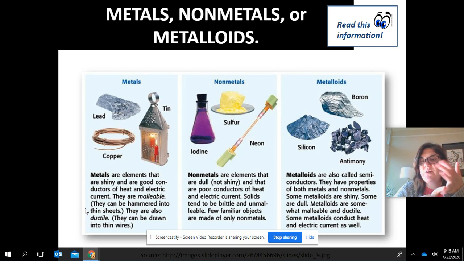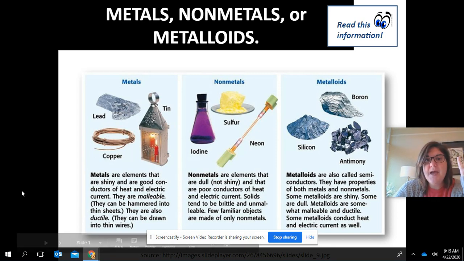If you think of things you have in your kitchen like tin foil, that's metal. It's been pounded down into a thin sheet, rolled up so you can cover your leftovers with it. Any of the wiring in your home has been pulled. That wasn't rolled out metal, it didn't form naturally like that. They melted it down, they pulled it out, they formed these wires. That's ductile. It can be pulled. Metals conduct heat, conduct electricity, those things.